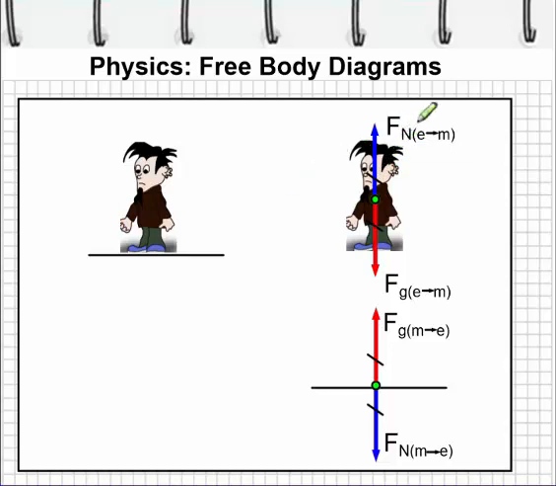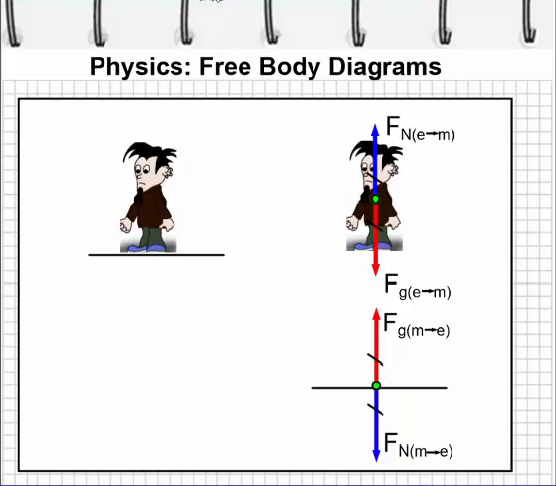They would have a normal force, and we'll talk about that in another video exactly what a normal force is. But they would have a normal force of the earth pushing back up on the man. They would have a force of gravity of the earth pulling back down on the man. So my free body diagram would look something like this.